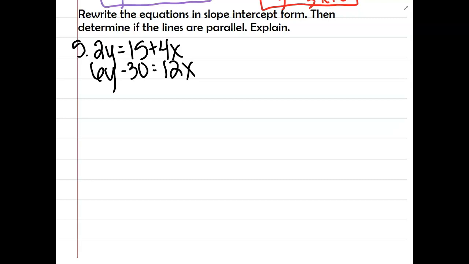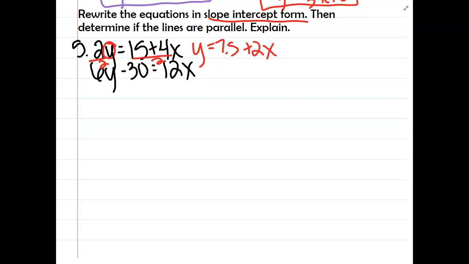Can you tell me what their slopes are as they're written? Shouldn't be able to, because to tell the slope it has to be in y equals. So we're going to have to put them into slope-intercept form. So that first one will divide by 2. We get y equals 15 over 2 would give you 7.5. 4x over 2 would give you 2x.